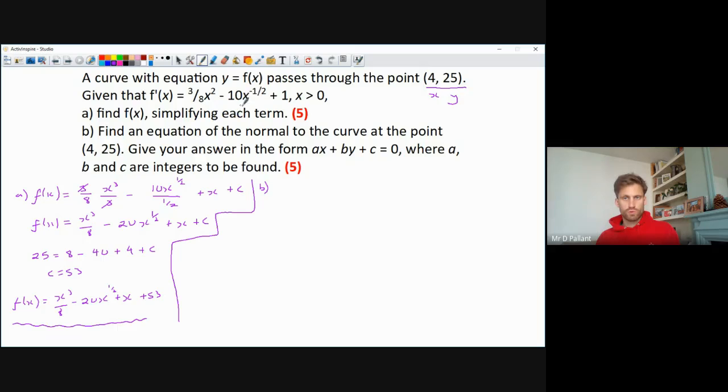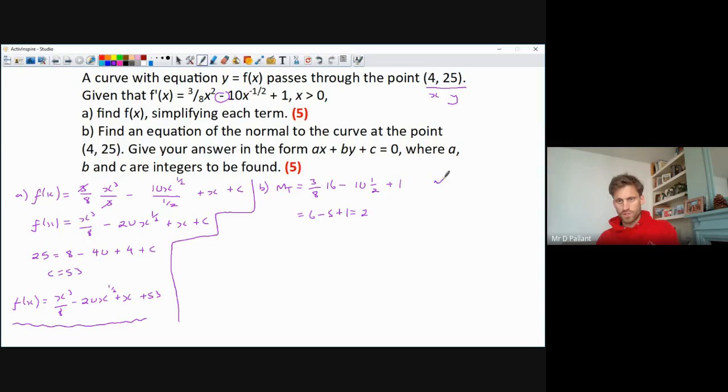Right, so find the equation of the normal to the curve at this point. Okay, so we can get the value of the gradient of the tangent by putting 4 into the differential here. So that'd be 3/8 of 4 squared, which is 16, plus 10 times 1 over the square root of 4, which is 1 over 2, plus 1. So what's that going to be? 16 over 8 is 2. 6 plus 5 plus 1, which is 12. But I think I've made a mistake because that's a minus. So let me just fix that up. 6 minus 5 plus 1, which is 2.